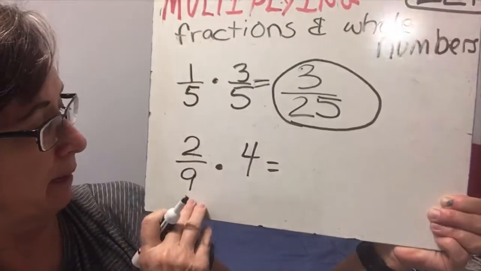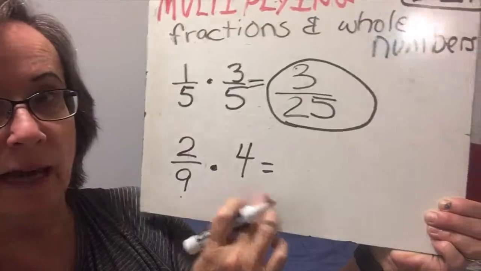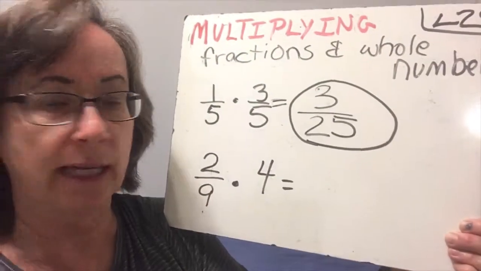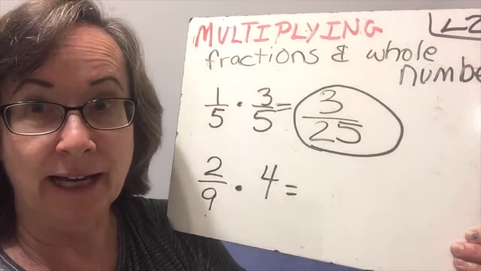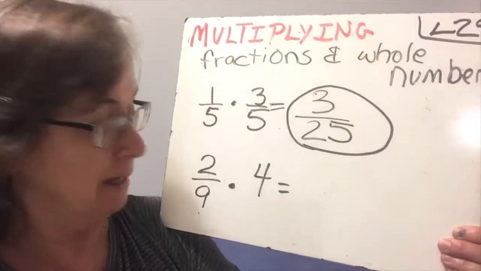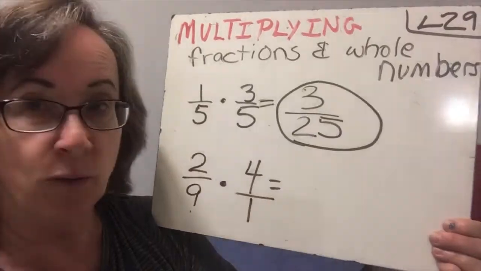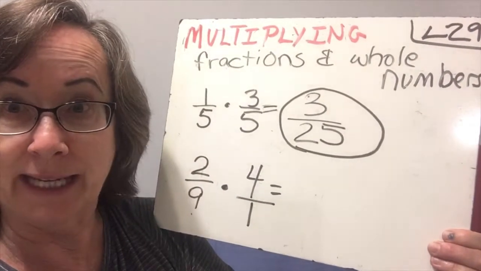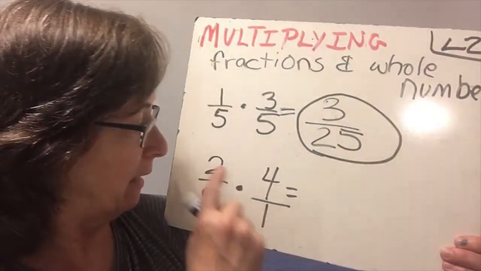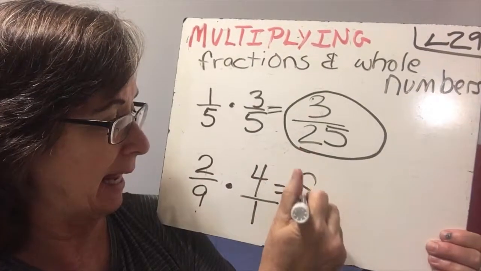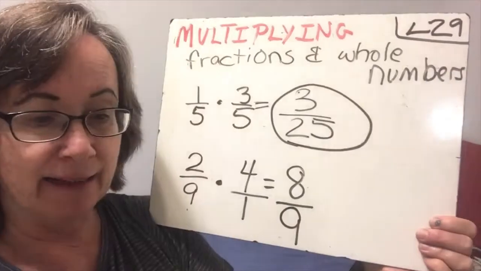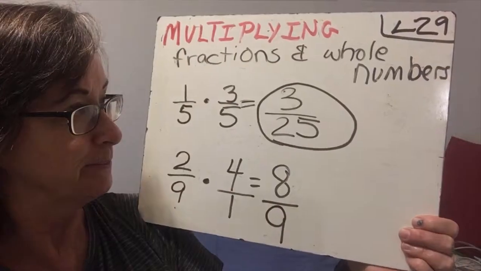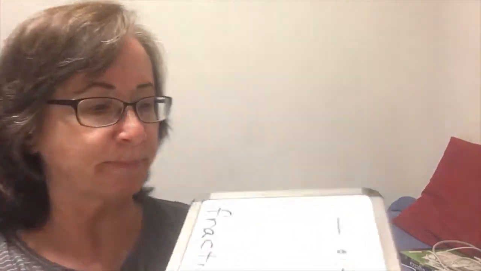Okay, what about this one right here? 2/9 times 4. That can be a little bit confusing because we want our fractions to have a numerator and a denominator. But that's no biggie because we can just divide by 1, and 4 divided by 1 is 4. And then we multiply across the top and get 8, and across the bottom and we get 9, and 8/9 is the answer.